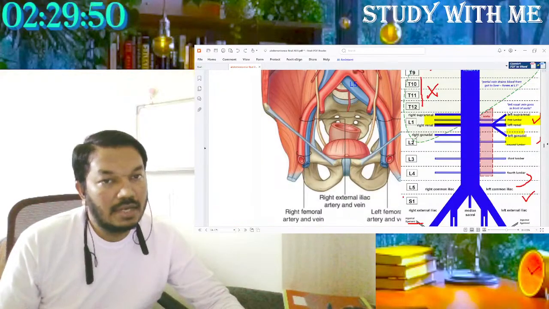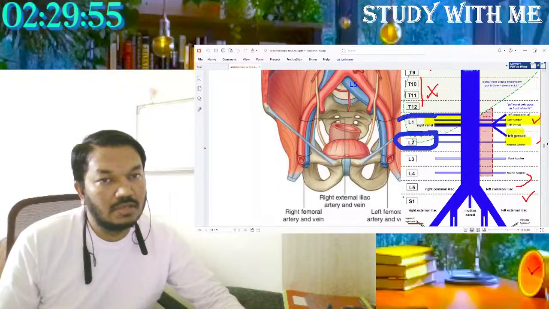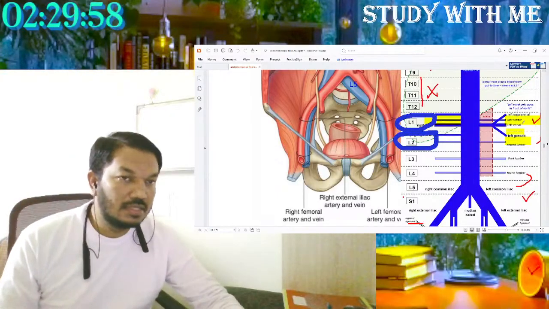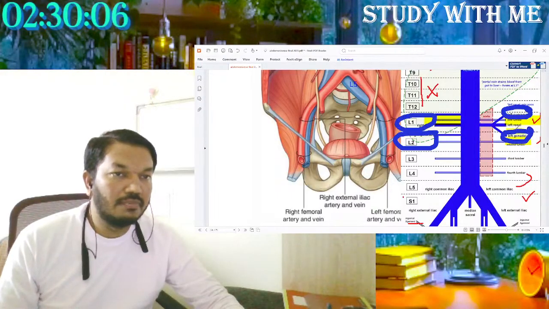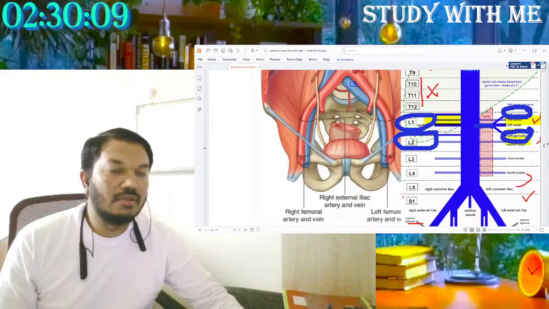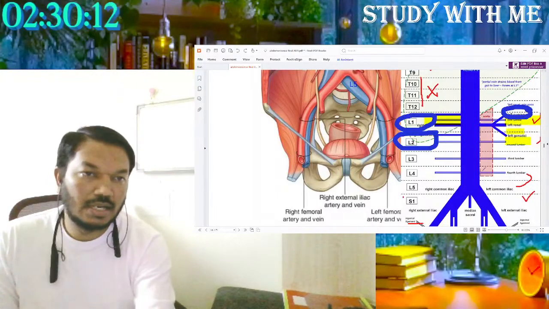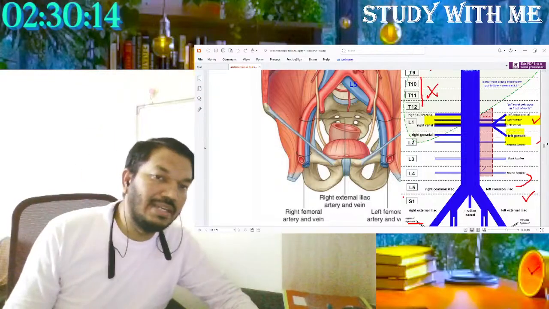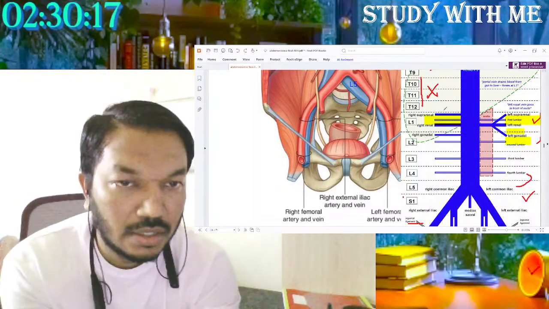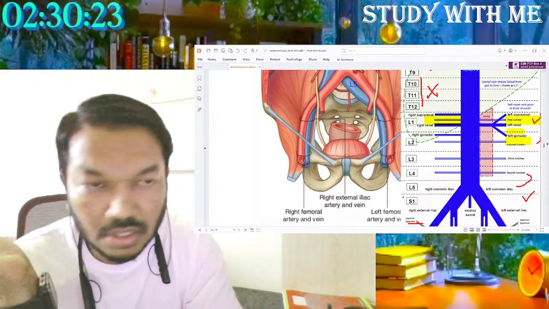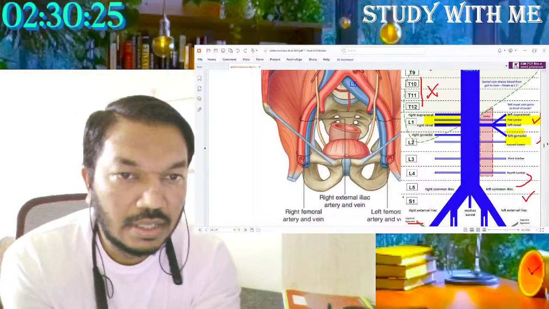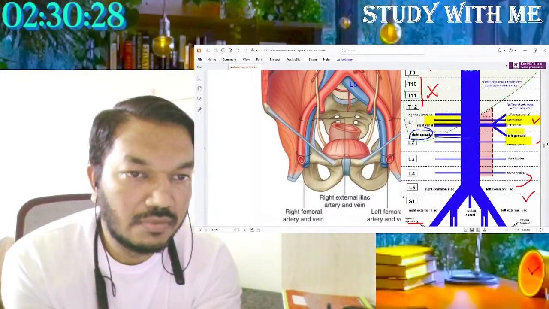Be very careful. On the right side we only have right gonadal and right renal, but on the left side you can see the left suprarenal joining with the left renal, and the left gonadal also joining with the left renal. Then it comes to the inferior vena cava. But on the right side, all are joining the inferior vena cava individually. Like the right suprarenal, directly it is joining the inferior vena cava, right? Then the right gonadal is directly joining the inferior vena cava.